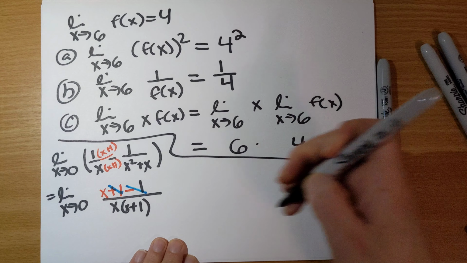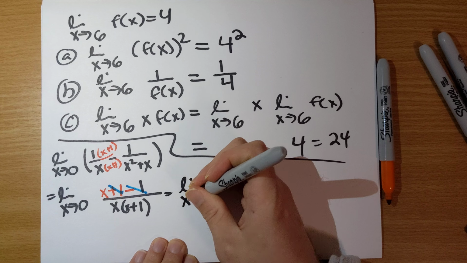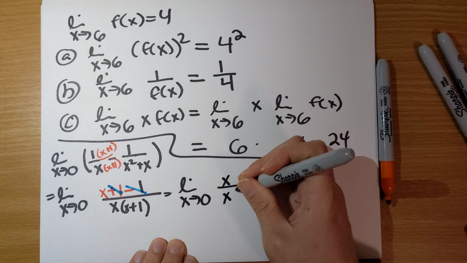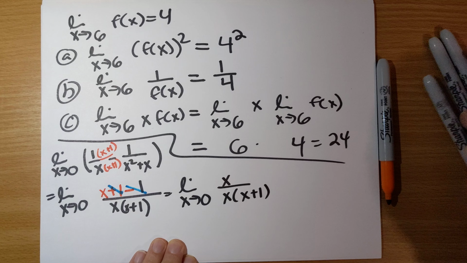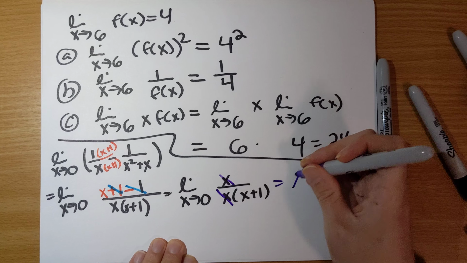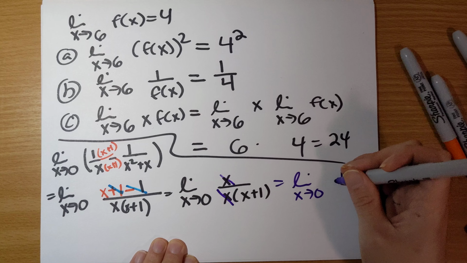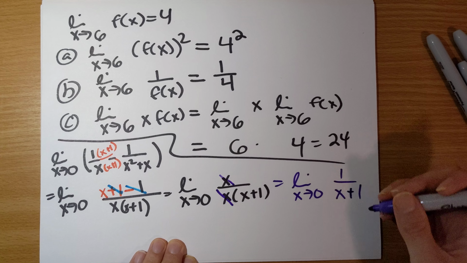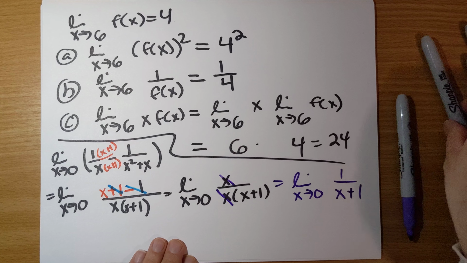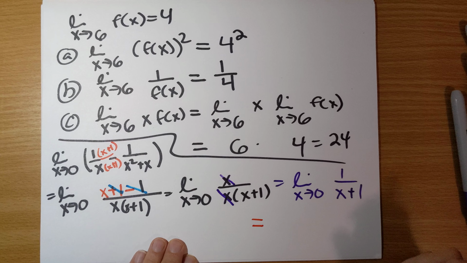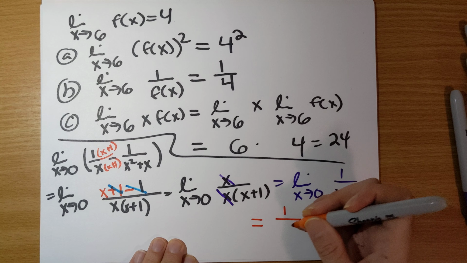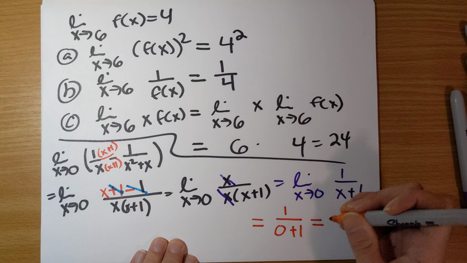What happens? Those cancel, and we just have the limit as x goes to 0 of x over x times x plus 1. And so cancel, the limit as x goes to 0 of 1 over x plus 1. And now this is a place where we can substitute in x equal to 0, and we just end up with 1 over 0 plus 1, which is 1.